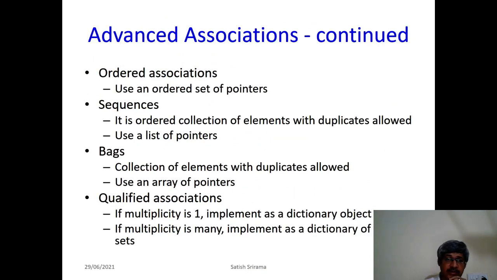Now the associations can be ordered associations. We have also discussed them. If it is an ordered association, then we can use an ordered set of pointers. We also have seen sequences for associations. A sequence is an ordered collection of elements with duplicates allowed. We discussed this with the travel itinerary, where you can visit several cities or fly over them. So sequences can have this sort of ordered collection, but duplicates are allowed, and then you use a list of pointers. If it is purely ordered and duplicates are not allowed, use a set of pointers. But if it is a sequence, use a list of pointers.